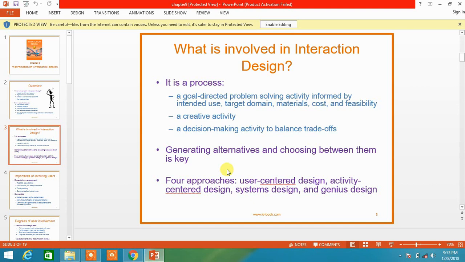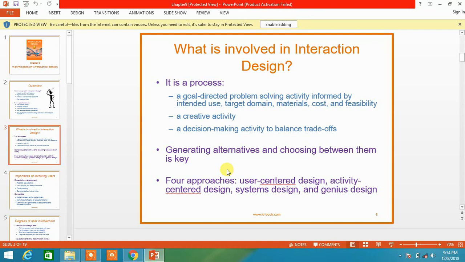Today we will discuss the HCI topic, interaction design, and the activities that are involved in interaction design. First of all, we will discuss what is interaction design. It is a process, a goal-directed problem-solving activity informed by intended user, target domain, material, cost, and feasibility. It is a creative activity, a decision-making activity to balance trade-offs, generating alternatives and choosing between them.